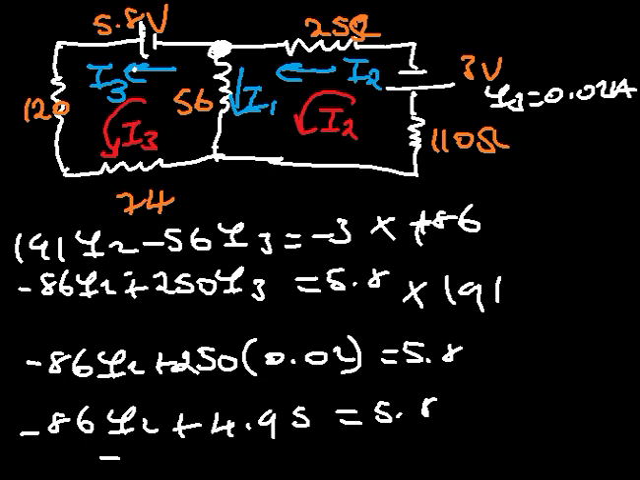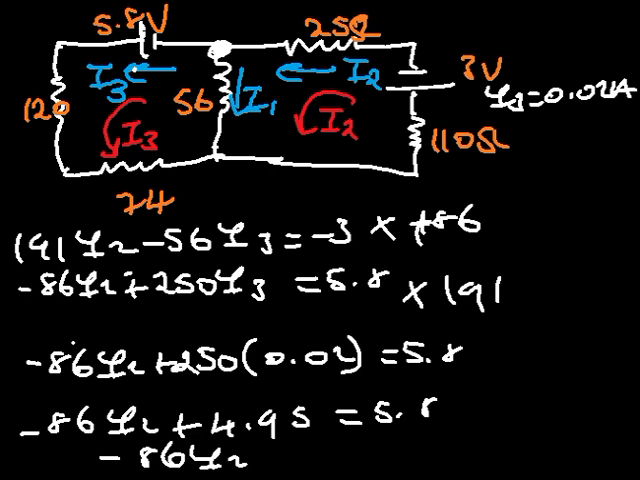And you have negative 86 I2. Where am I getting 86? Actually 86, and of course that's the way to go. Where is this 86 coming from? We are using the second equation, by the way, which is fine.